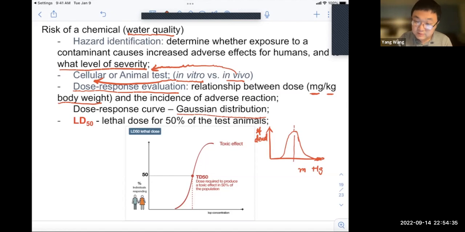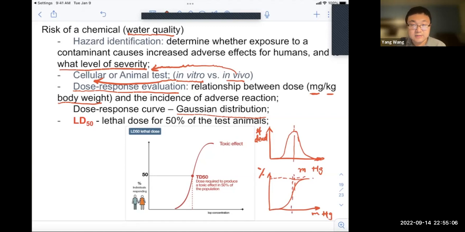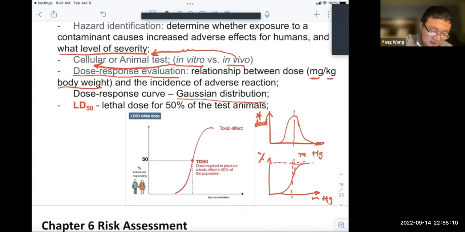Eventually all of the cells become dead. If you integrate this curve, converting it into a cumulative fashion, the percent getting dead, then you're going to have a curve that looks like this. At very low mass of mercury, you're not going to have any cells dead, and at very high mass, you're going to have almost 100% of the cells dead. This is where people define the value of LD50. LD50, the full name, is the lethal dose for 50% of the test animals or test cells. So this is the dose where 50% of either the cells or the animals became dead.